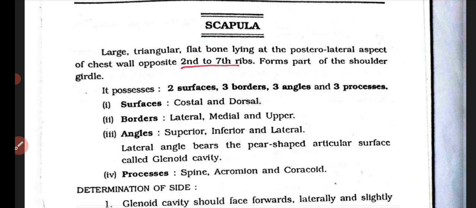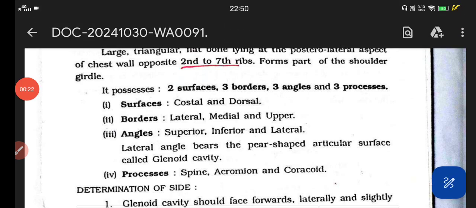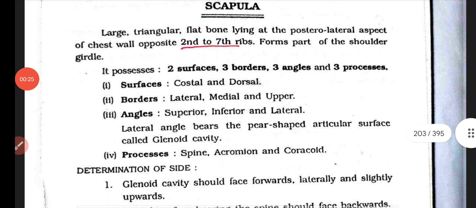Scapula is a large, triangular, flat bone lying at the posterolateral aspect of the chest wall, opposite to the second to seventh rib. It is most important to know that it lies opposite to the second to seventh rib, from backward to forward, in the posterolateral aspect of the chest wall, and it also forms a part of the shoulder girdle.